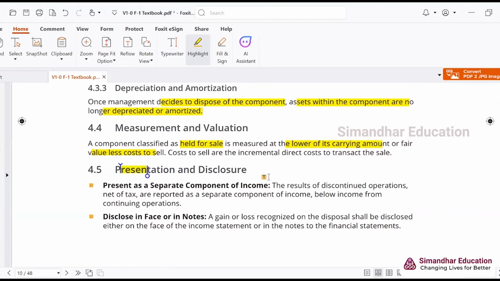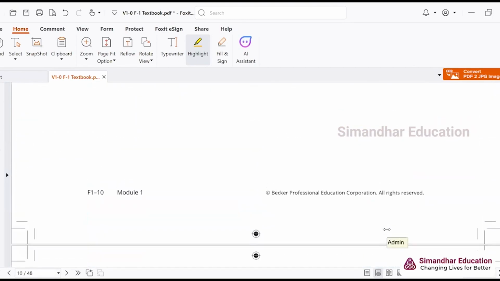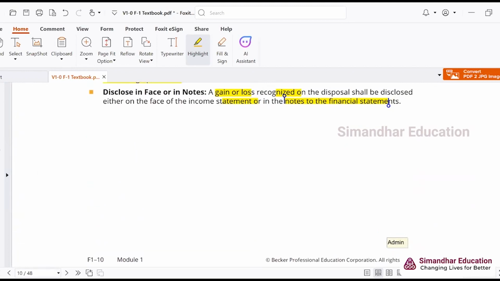How do you present and disclose? It is presented as a separate component of income. We have seen that. The results of discontinued operations, net of tax, are reported as a separate component of income below income from continuing operation. And a gain or loss recognized in disposal shall be disclosed either on the face of income statement or in the notes of financial statement. So in the notes, you will give additional disclosure.